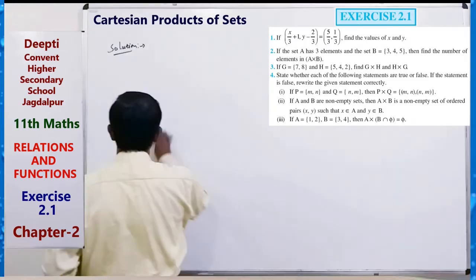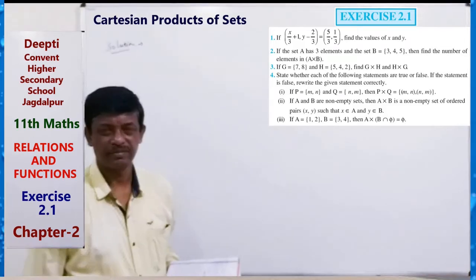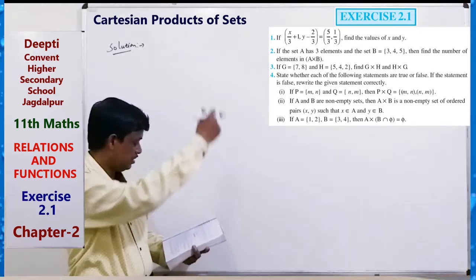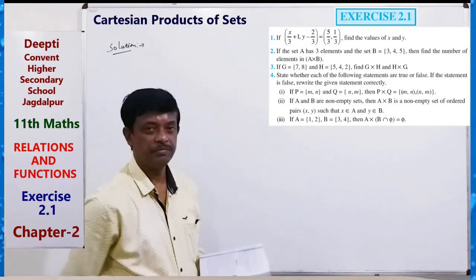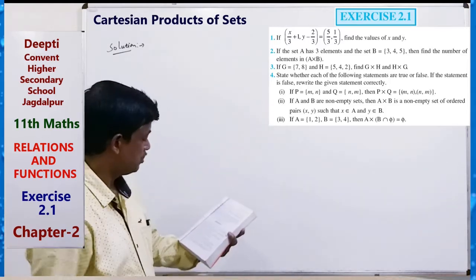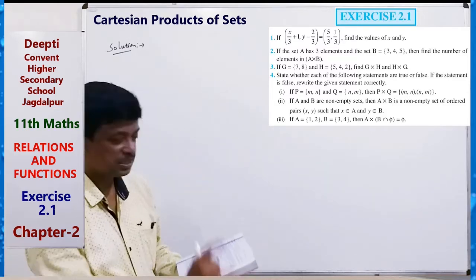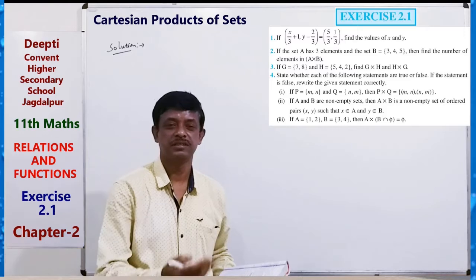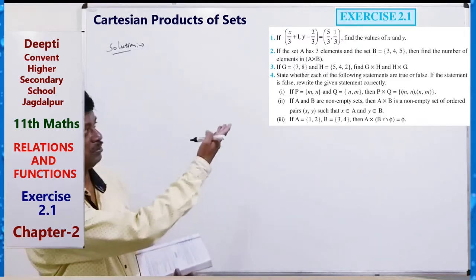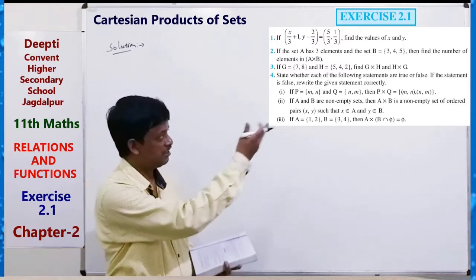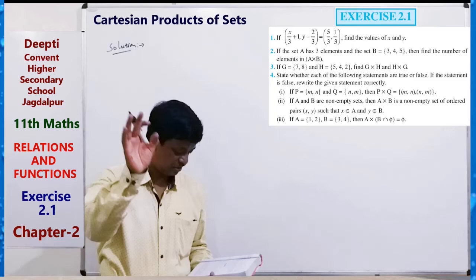I think you can do it in yourself. Very simple. Where P equals {m, n} and Q equals {n, m}. Then P cross Q has only two ordered pairs, but P has two elements and Q has two elements. That means 2 into 2, 4 elements should be there. That means this is false. So you can write correctly what will be the P cross Q. So write in your copy.